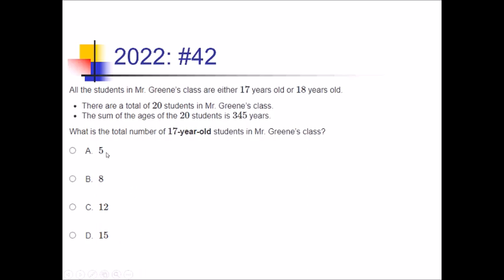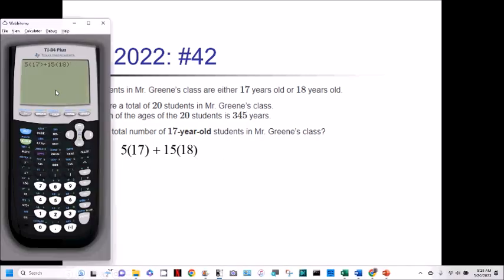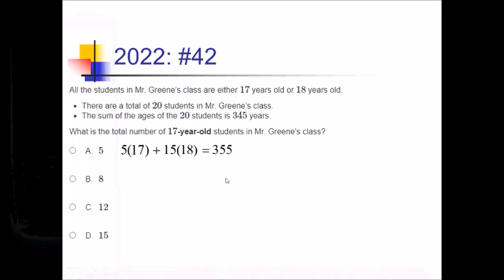So I'm just going to plug in 5 and the corresponding number of 18-year-olds to see in which of these situations I can get a sum of 345 years. So if I've got 5 17-year-olds, that means I must have, since there's 20 students, 15 18-year-olds. Let me just add those together and see what it comes out to. So on the calculator, 5 times 17 plus 15 times 18. Then this is the calculator section, so I'm going to use it. That comes out to 355. That's not too far off, but it is not 345. So we move on to the next one.